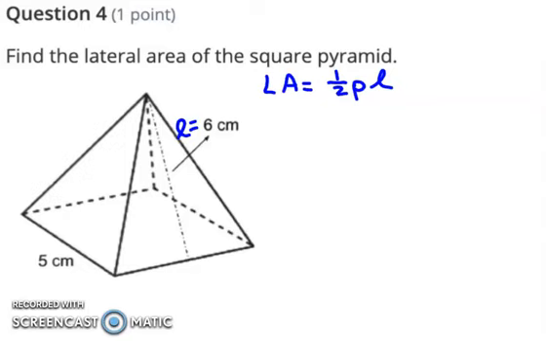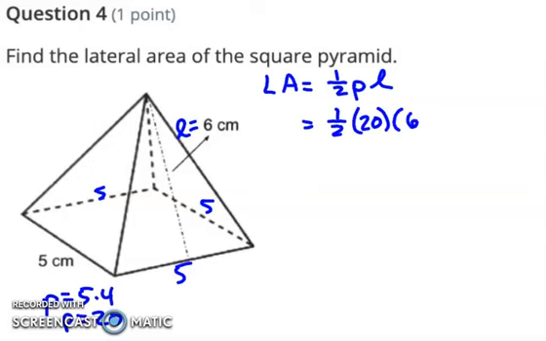And then the perimeter of the base, since it's a square pyramid, we know that every side is going to be 5, so we have 5 times 4. So the perimeter of the base is 20. So we're ready for our answer. 1/2, the perimeter of the base is 20. The slant height is 6. 1/2 times 20 times 6 gives us our lateral area. That's 60 square centimeters.